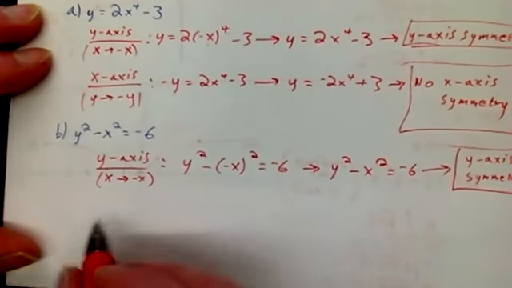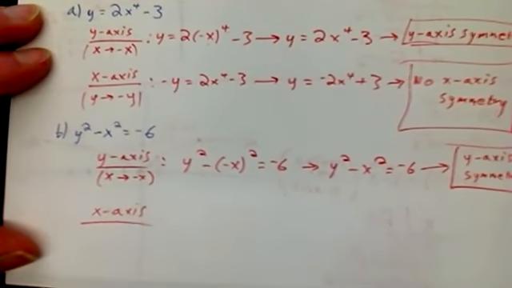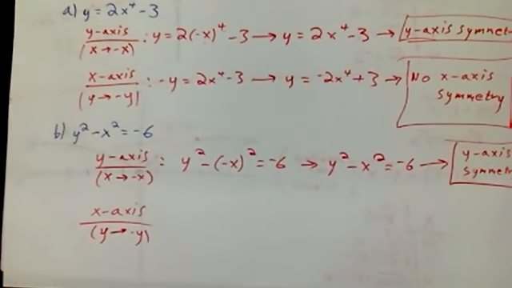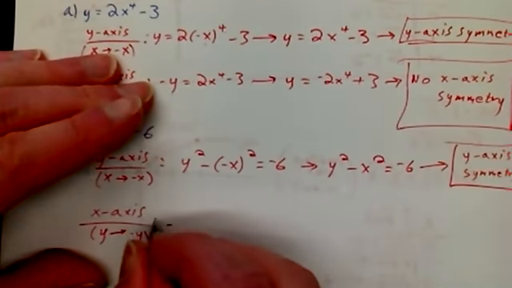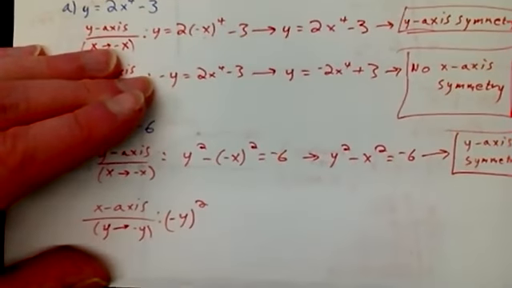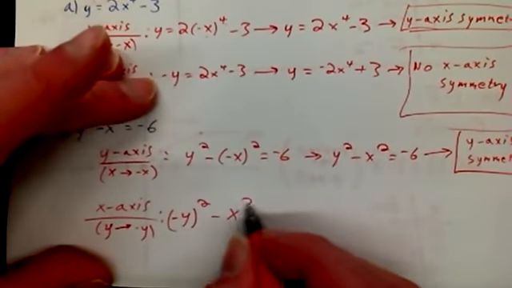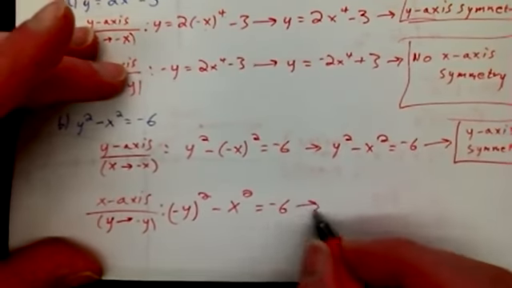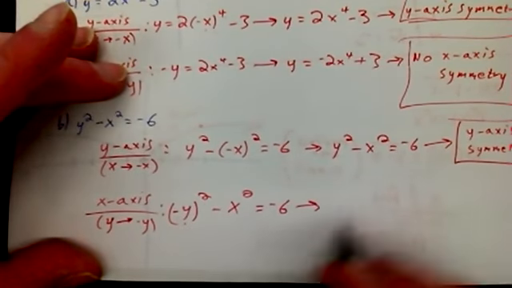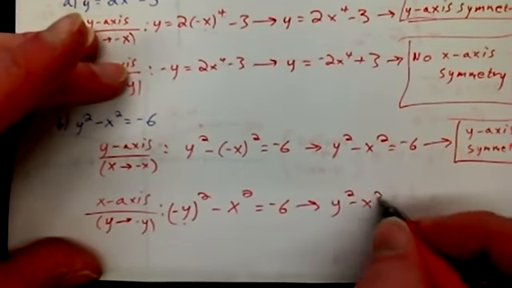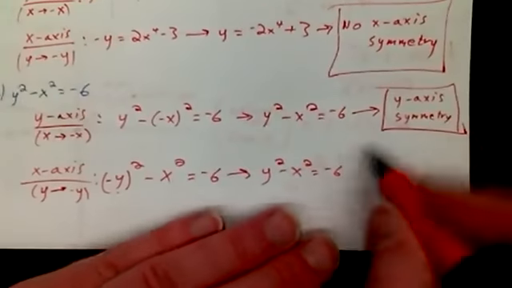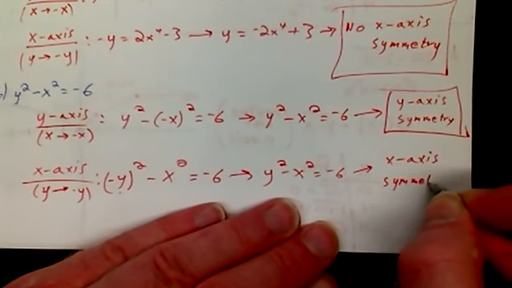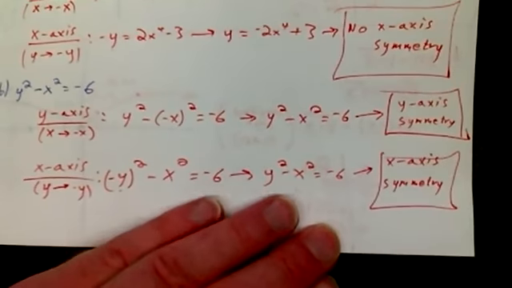That's good. How about for x-axis? Replace y with negative y. So you want to know what to replace. And it's a similar story here, right? Negative y squared minus x squared, okay, that is going to be equal to negative 6. We know any number that's negative and then squared is the same as the original number squared. So it looks like this also has x-axis symmetry. Okay, cool.